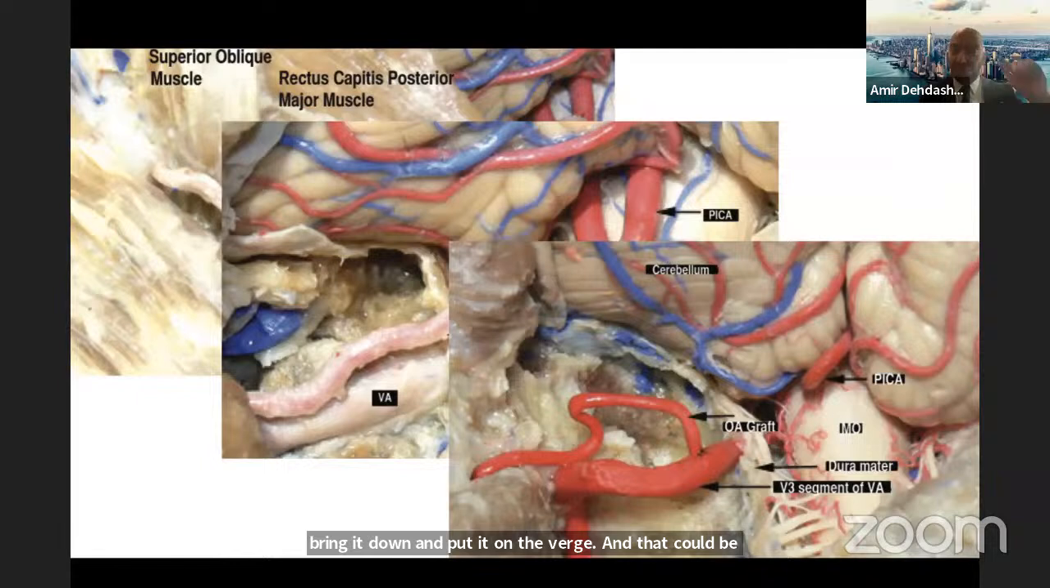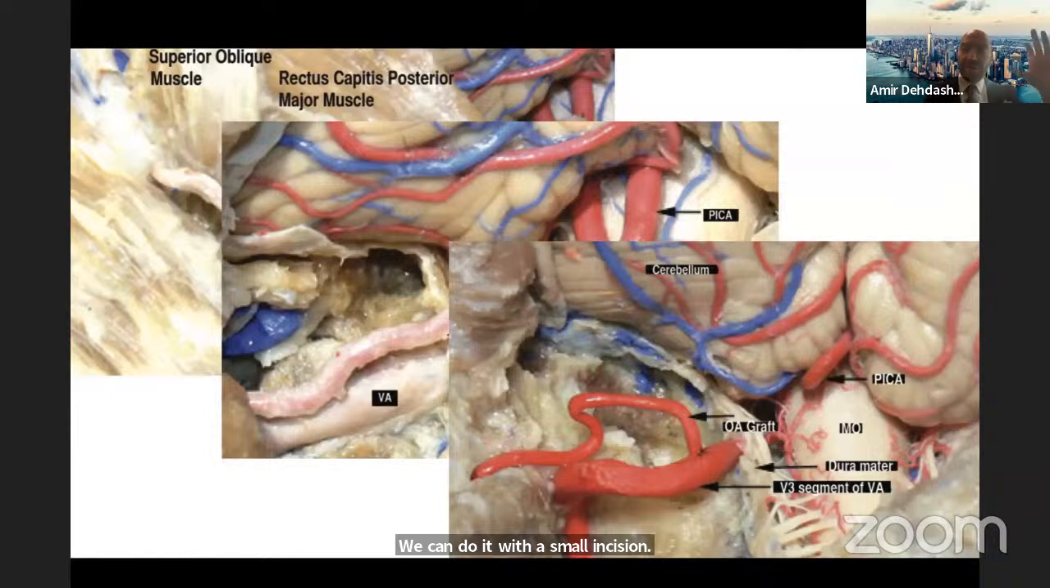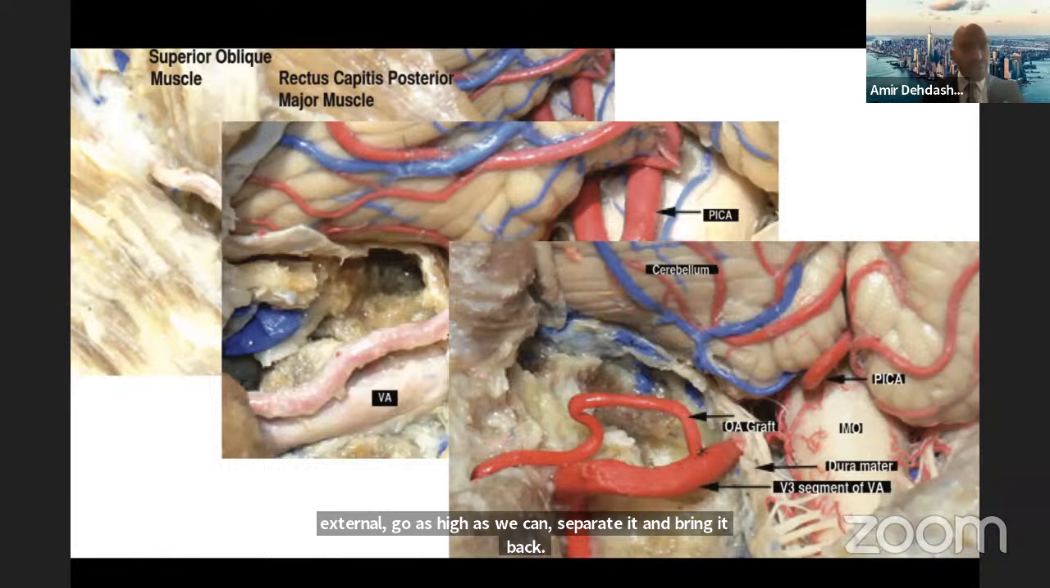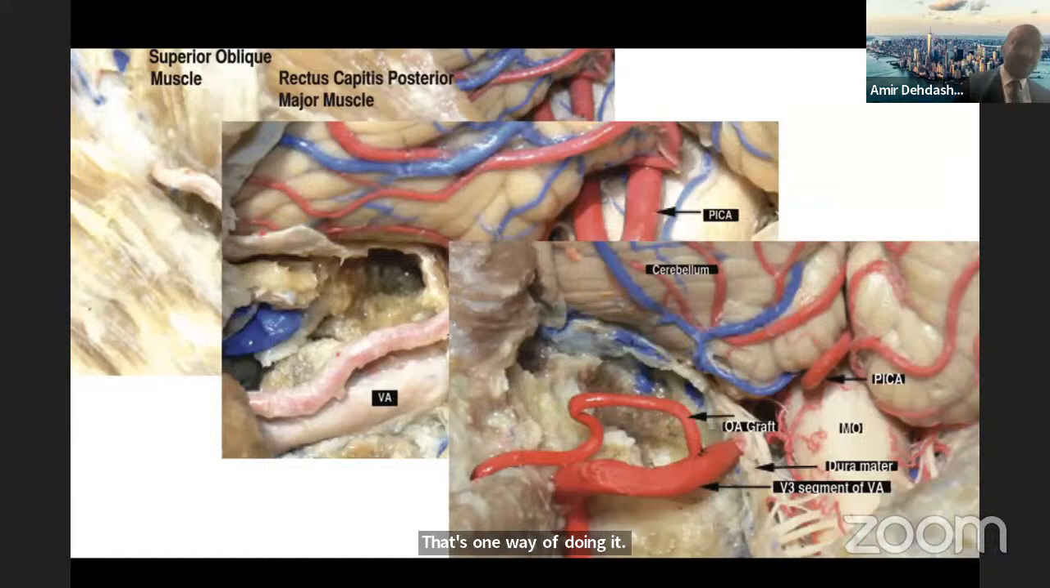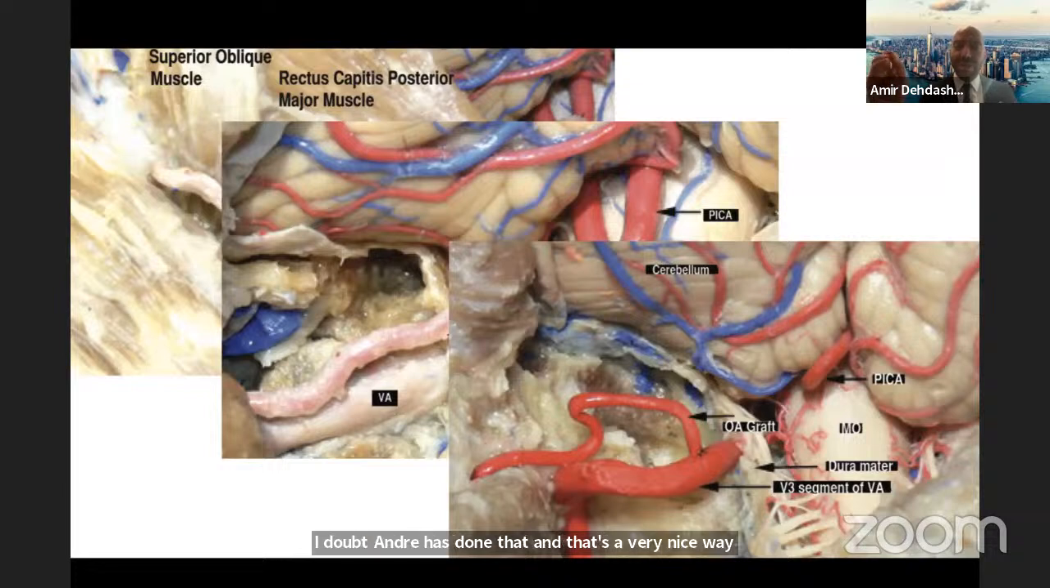We can do it with a small incision, where we follow the occipital artery with a small curvilinear incision, follow the occipital artery from external, go as high as we can, separate it and bring it back. That's one way of doing it. One of my friends and colleagues in Idaho, Andre, has done that, and that's a very nice way of doing it. The only problem is that you might have some limitation in terms of length.